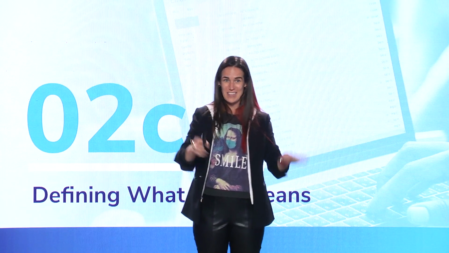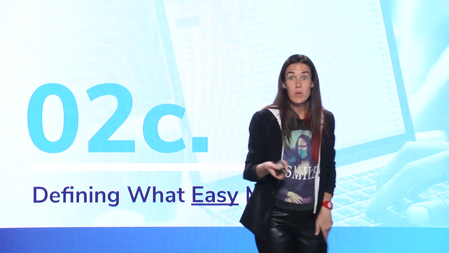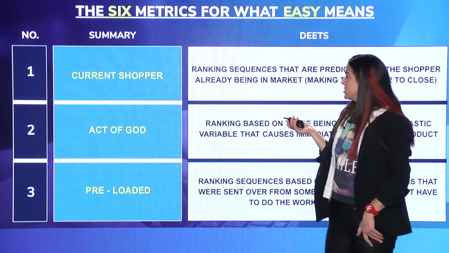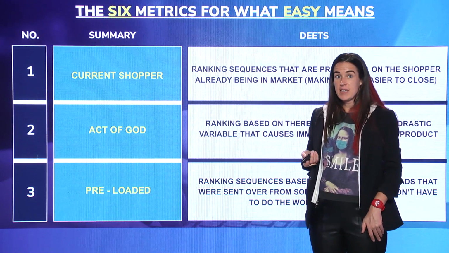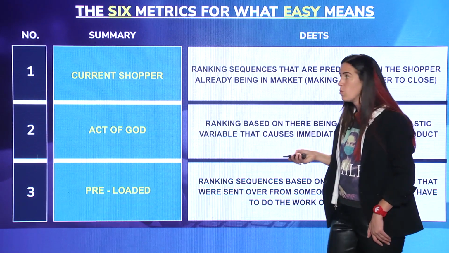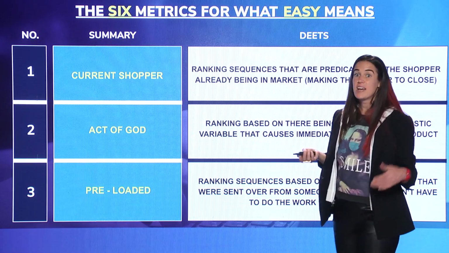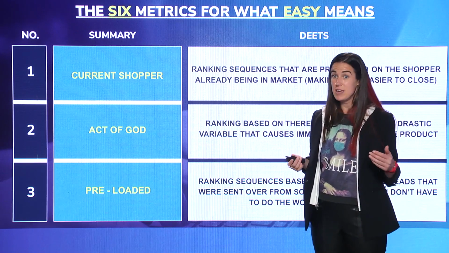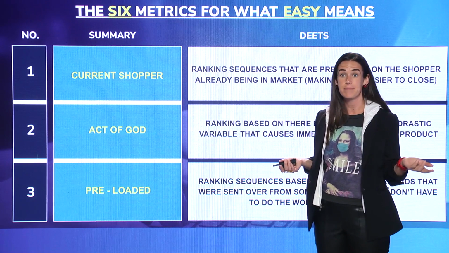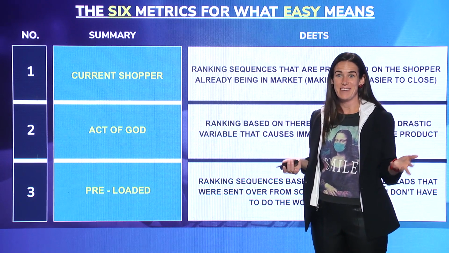So stay with me. We're going to get into final rankings in a minute, but stay with me for one more slide. Let's go into defining what easy means. So what easy means in terms of selling is going to be a conglomeration of 6 things. So number 1, something that can affect ease of either booking the meeting or closing the deal. Number 1 is, are they a current shopper? Do they have high buyer intent?